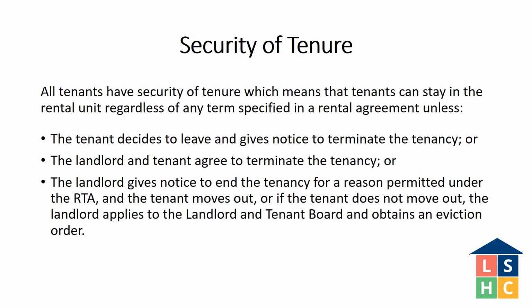The tenancy can only be terminated in 3 ways. The tenant gives notice to terminate the tenancy, the landlord and tenant agree to terminate the tenancy, or the landlord gives a notice to end the tenancy for a reason permitted under the Residential Tenancies Act and the tenant moves out. Or, if the tenant does not move out, the landlord applies to the Landlord and Tenant Board and obtains an eviction order.